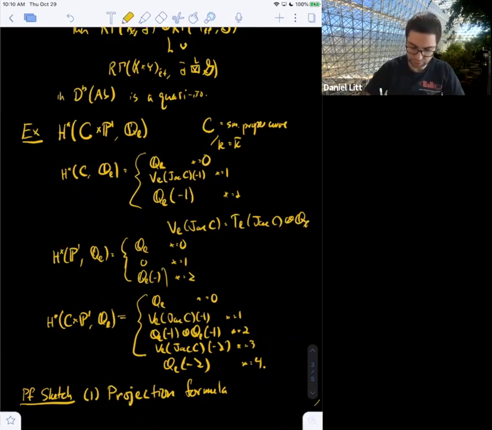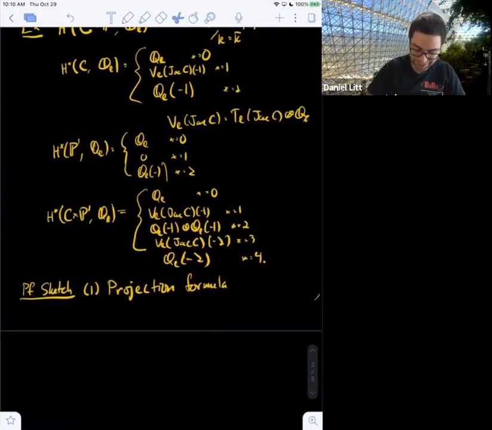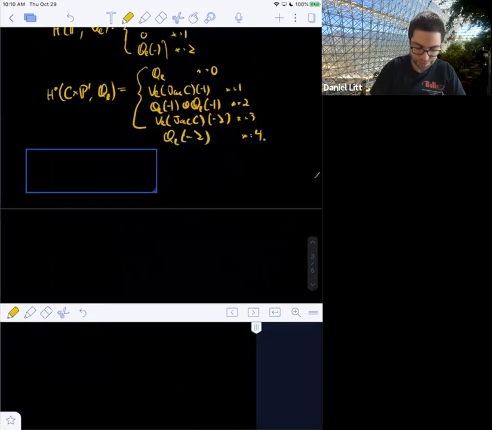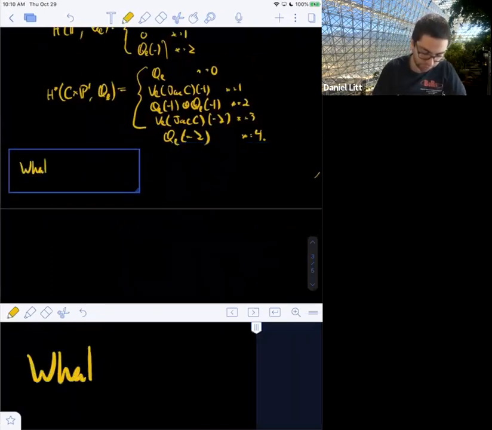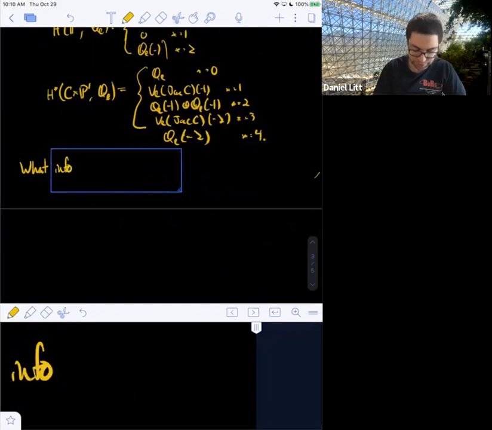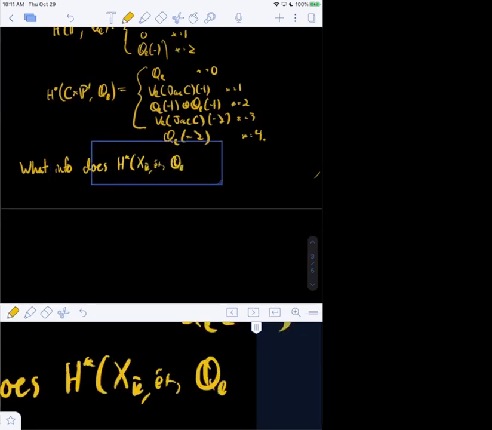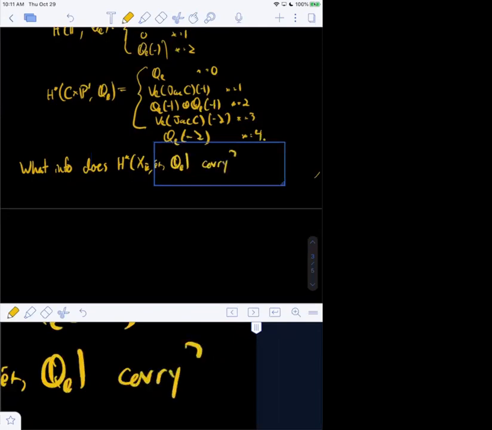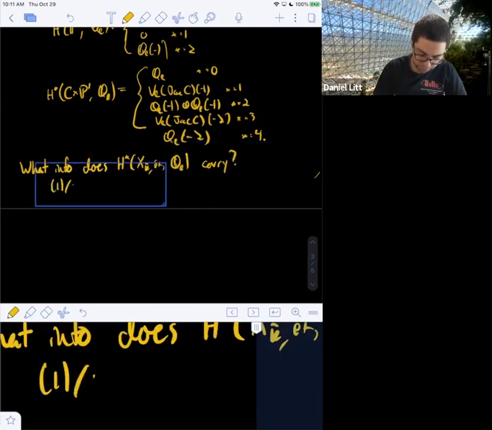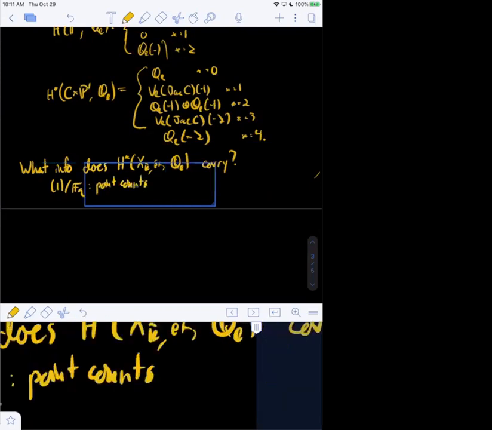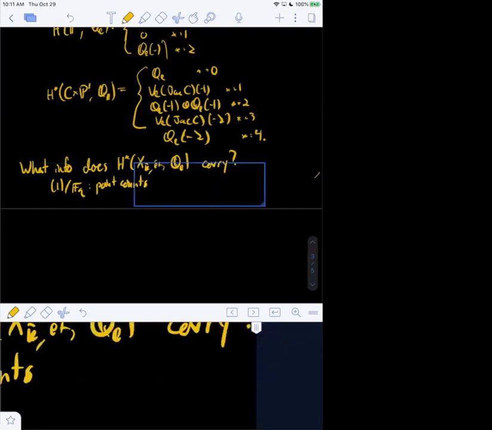Let me actually, I mean, it's important to know this. Maybe let me write something. I appreciate you guys asking this question. So the question is, what info does H star of X K bar Étale Q_L carry? So first of all, over finite fields, it carries point counts. We're going to talk about that soon.